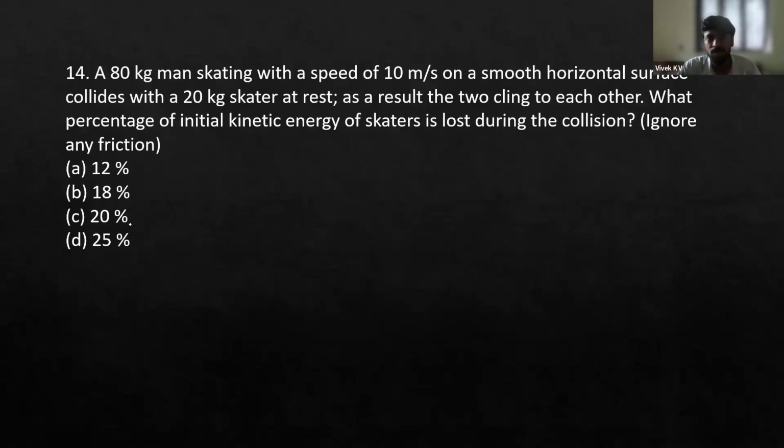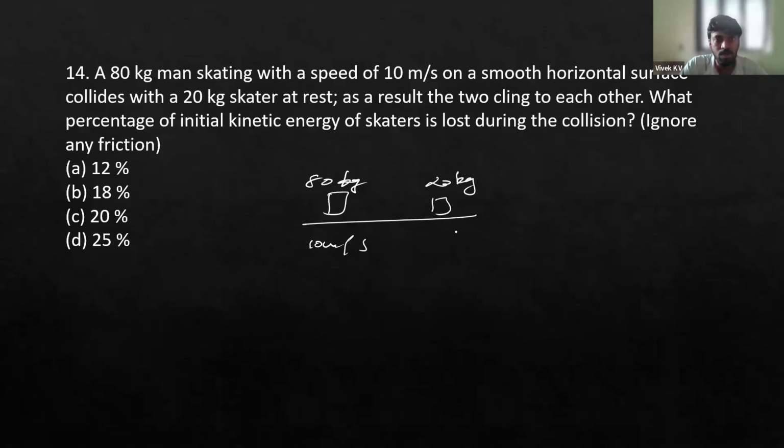It is based on collision. An 80 kilogram man skating with a speed of 10 meter per second on a smooth horizontal surface. So there is a smooth horizontal surface, and the man has a mass of 80 kilogram and is traveling with a speed of 10 meter per second. He collides with a 20 kilogram skater. Let us say there is another 20 kilogram skater, who was at rest. So there was no velocity.